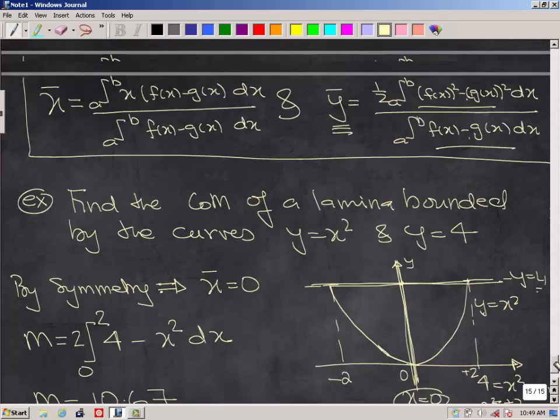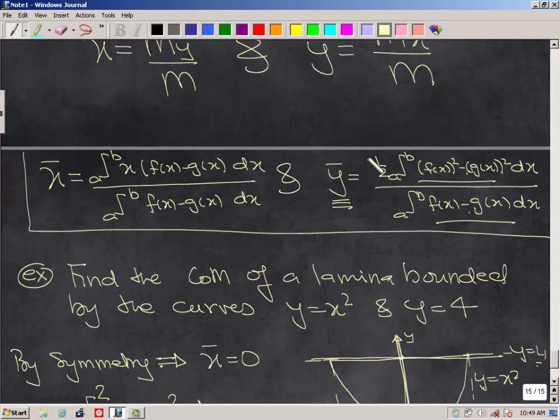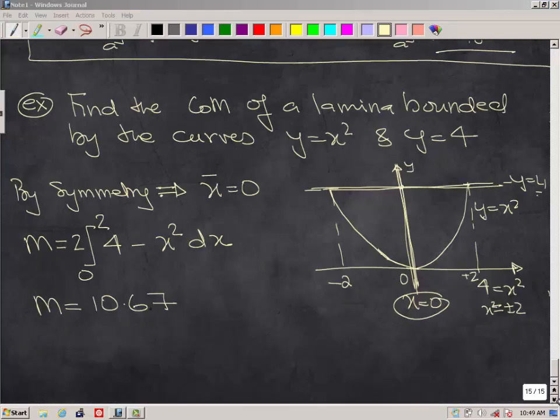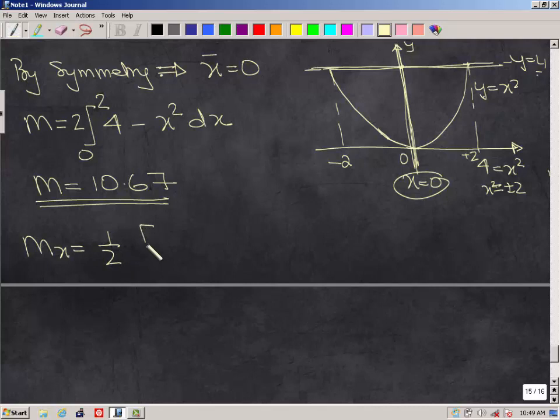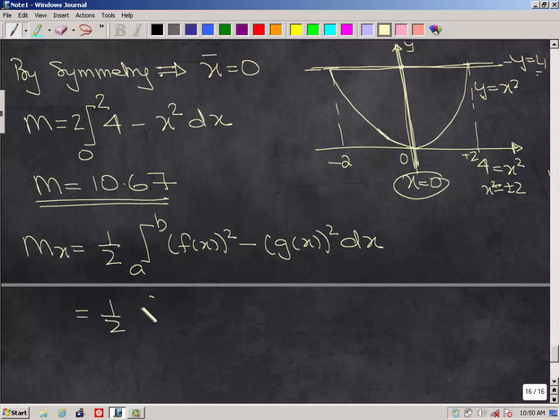Now we need to find m sub x. Remember, this is called m sub x. So what is m sub x? Let's write that formula down. That is the mass. I'll underline it. We're not going to box it because we need to find m sub x first. So m sub x is 1/2 the integral from a to b of f of x squared minus g of x squared dx. So we get 1/2. Again, we can use symmetry, so we'll multiply this by 2. Instead of going from negative 2 to 2, we'll go from 0 to 2.